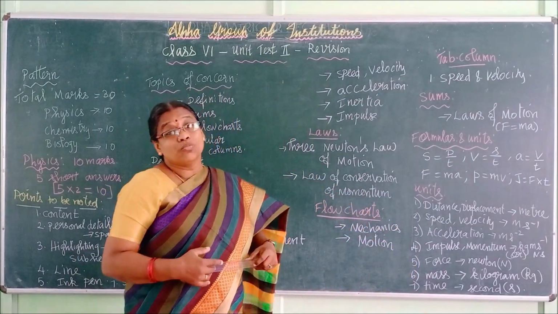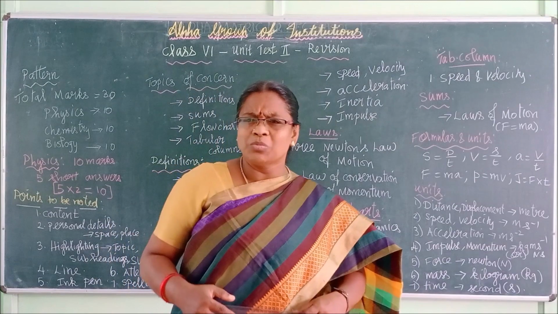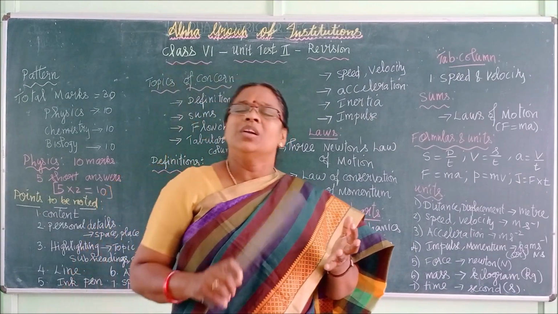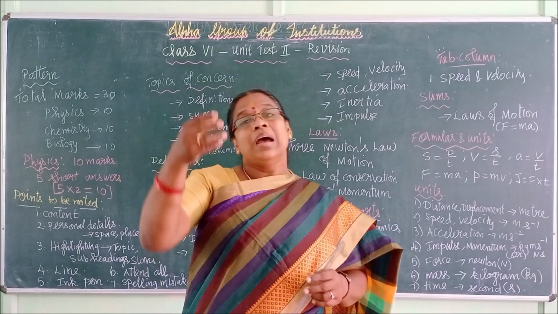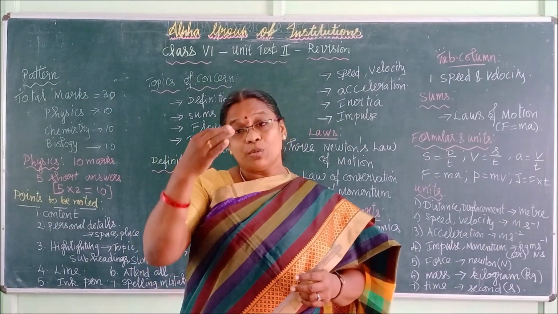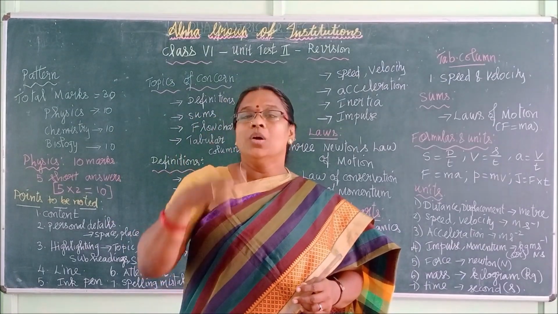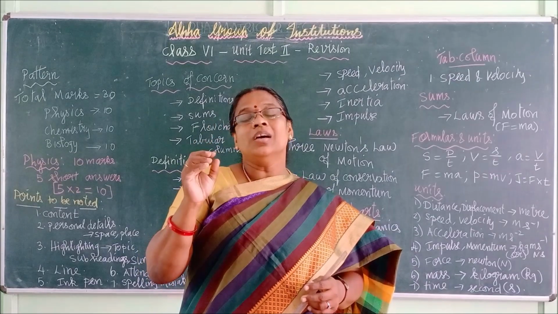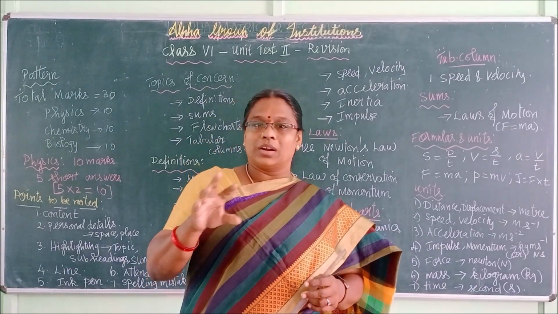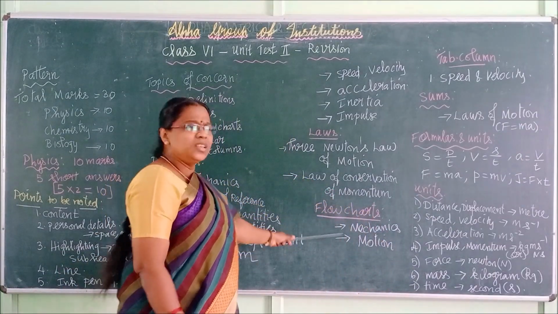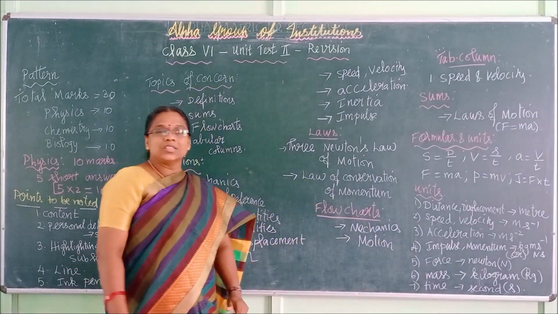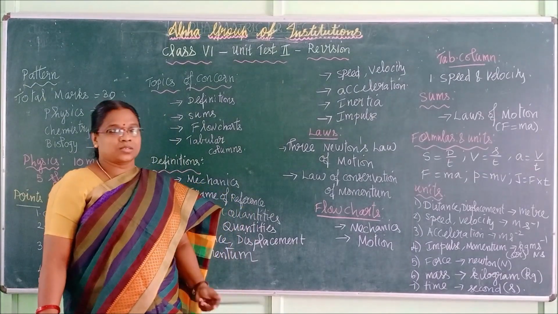What are the types of motion? Random motion, translatory motion, oscillatory motion. Like that we have 4 types. Under the translatory motion we have 3 types. What are they? Rectilinear, curvilinear, circular. Like that we have 3 types. That flow chart also practice. Easy, no? These types of questions are asked, very easy to score marks.